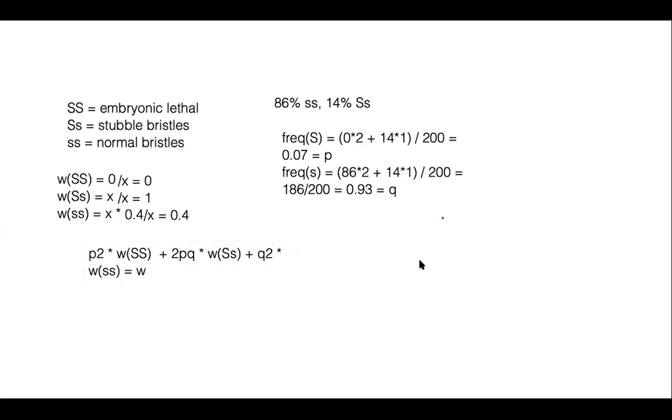Sorry, it's hard for me to grab a proper hold with the cursor on this silly thing. There. Okay. Now I have figured out how to do it. Okay. So P squared times W big S, plus 2PQ times W big S little s, plus Q squared times W little s is equal to W bar. So there's our W bar.